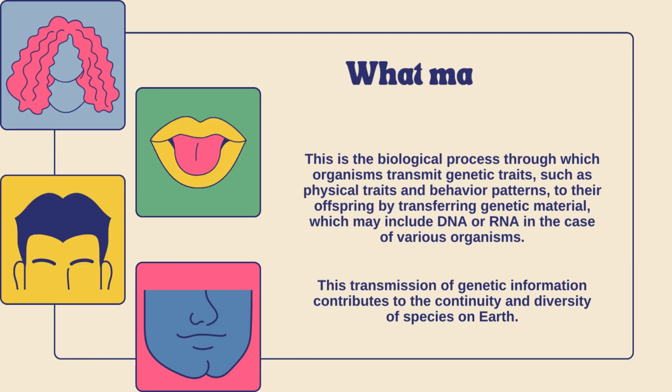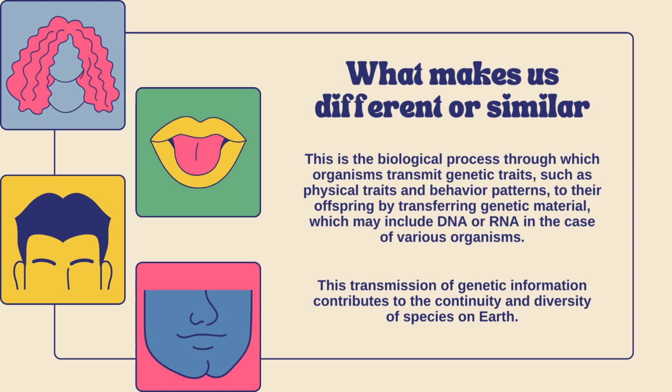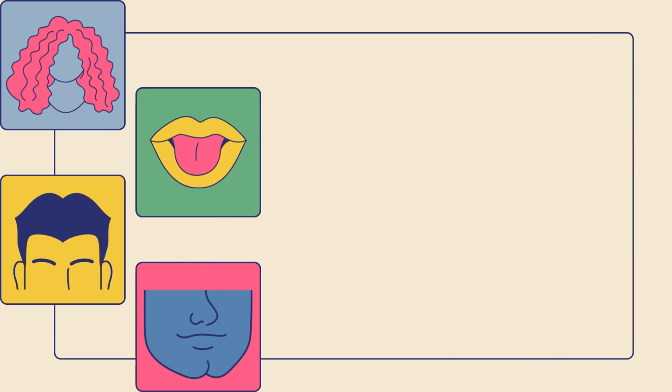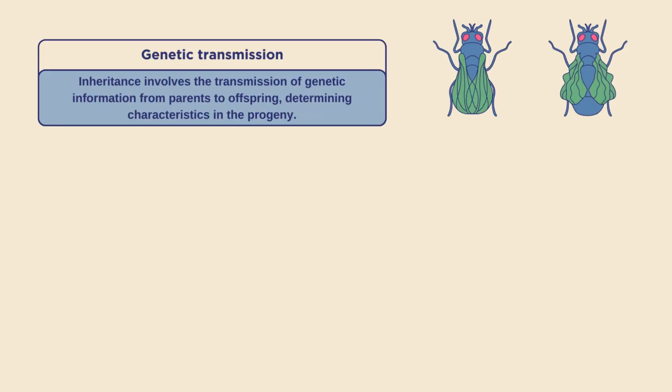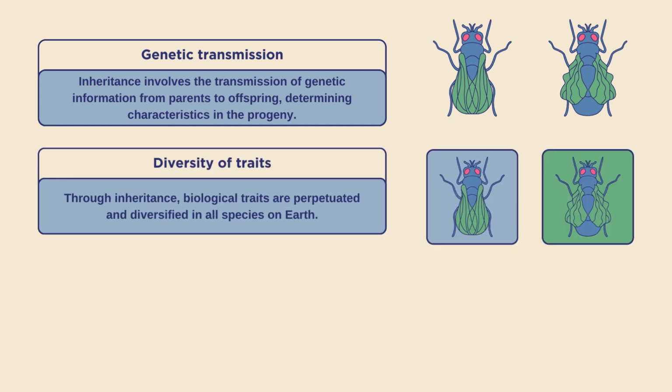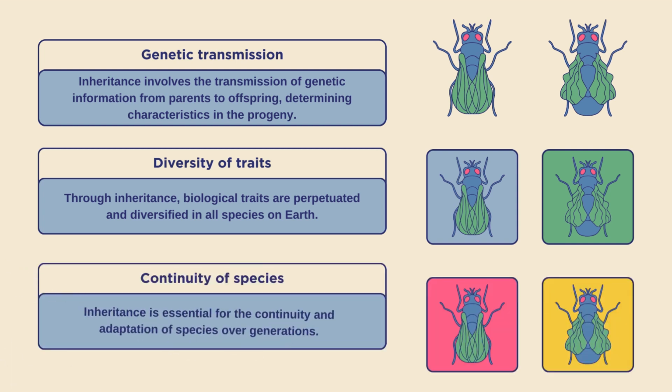The transmission of genetic information, including DNA or RNA, determines the continuity and diversity of species on Earth, contributing to the inheritance of physical traits and behavior patterns. Inheritance, transmission of genetic information from parents to offspring, determining characteristics in the progeny. Diversity of traits, inheritance perpetuates and diversifies biological traits in all species. Continuity of species, essential for species continuity and adaptation over generations.